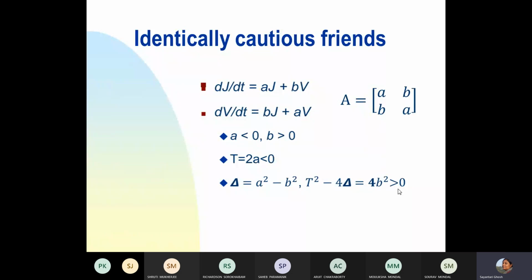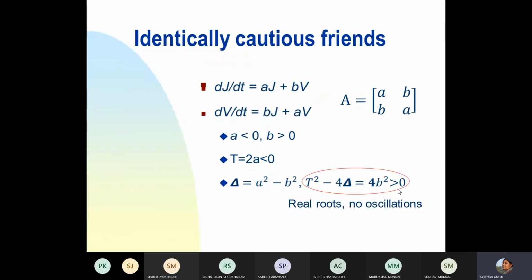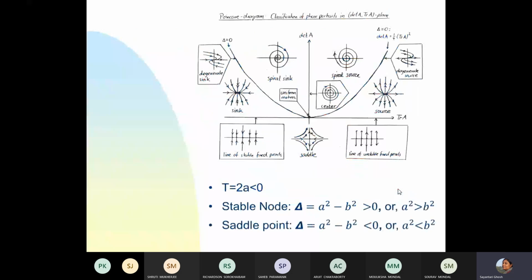If I have trace negative and determinant positive, then what is the future of this system? The first thing we notice is that the roots are going to be real because T squared minus 4 delta is a positive quantity. So no oscillations are going to be there. There will be some deterministic behavior that we can say simply without any oscillations. So this is the Poincare diagram, right?